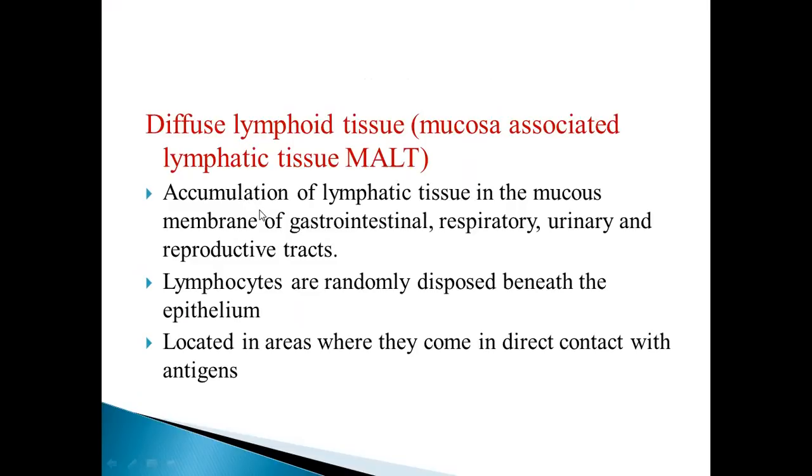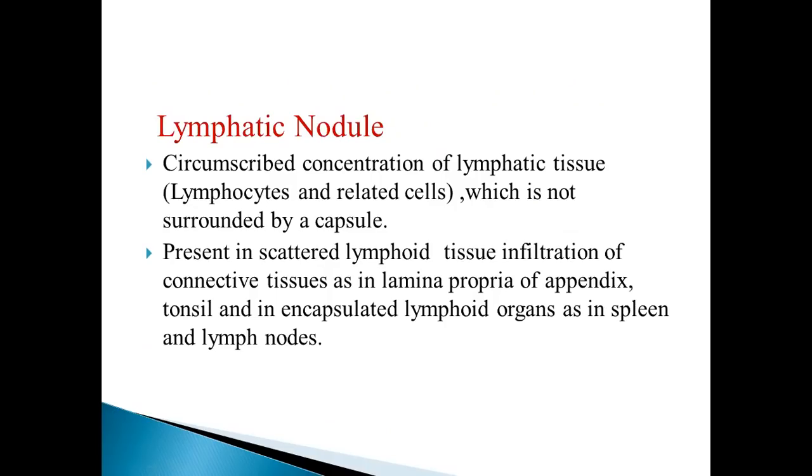What happens here? There is accumulation of lymphatic tissue in the mucous membrane of the gastrointestinal, respiratory, urinary and reproductive tracts. Lymphocytes here are randomly disposed beneath the epithelium. These are located in areas where they come in contact with antigens directly.